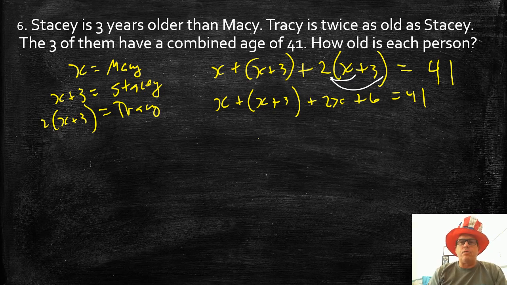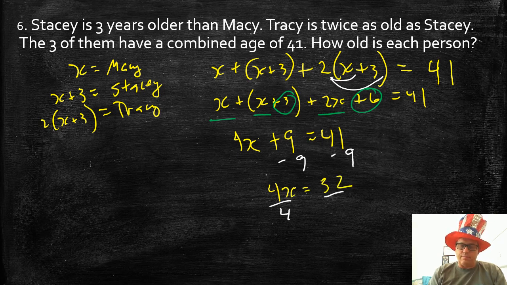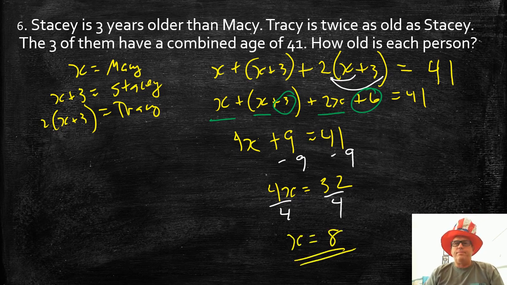Okay, now let's combine all our like terms. X plus 2X is 4X, and plus 3 plus 6 is plus 9, equals 41. Now what are we going to do? We're going to take away 9 from both sides. Okay, so on the left we have 4X. 41 minus 9 is 32. Now we're going to divide by 4. X equals 8.